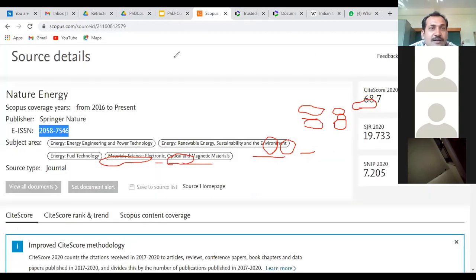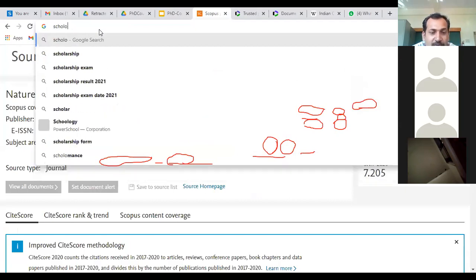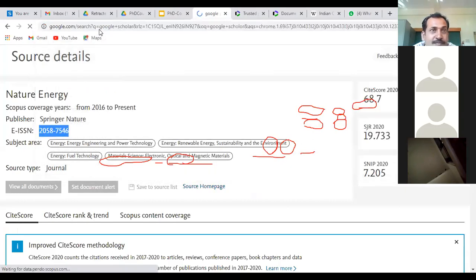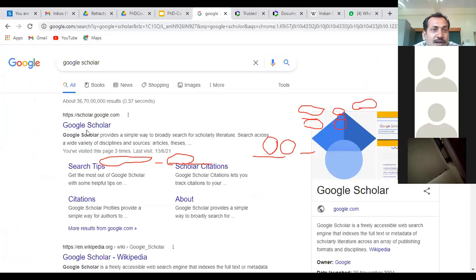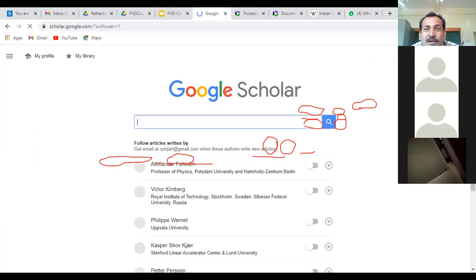If I go here and search for Google Scholar, you will see this, and if you click here and give appropriate permissions, you can see the Google Scholar profile. If you want to see a particular profile, for example, I will see my own profile and let us see how it will look.